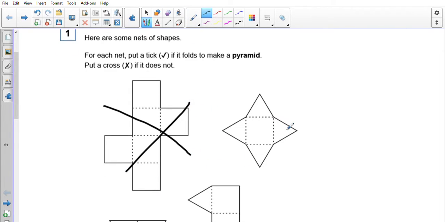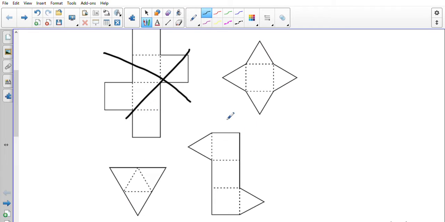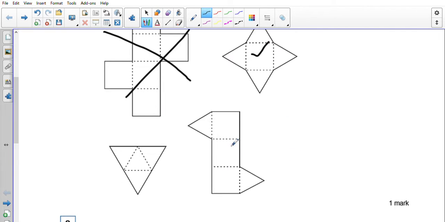So it's definitely not that one. So it could be either of these 3. Now, if we look at this one, if we think about folding along those edges, that's going to fold up. That's going to give us a nice little pyramid shape. This one here, if you fold these up, this is actually going to give us a triangular prism. So no thank you. This one here is going to give us a triangular based pyramid or a tetrahedron. So that one can have a tick as well.